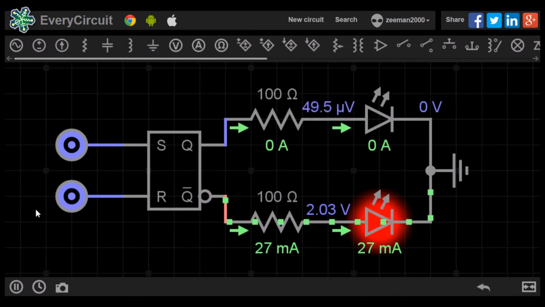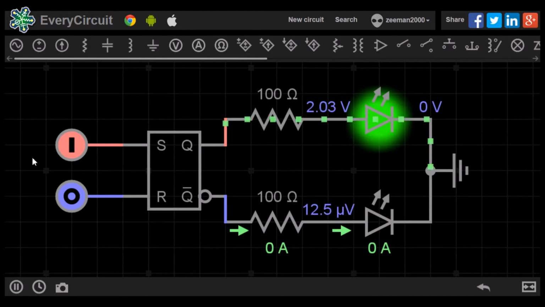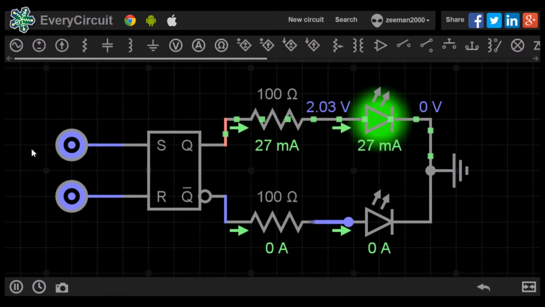So let's input a 1 to set. The red LED goes off and the green LED turns on. Q is now set to high and the flip-flop is in set condition. If we now input a 0 on set, the green LED remains on. The flip-flop is in no change condition and we will still have a high signal on Q.